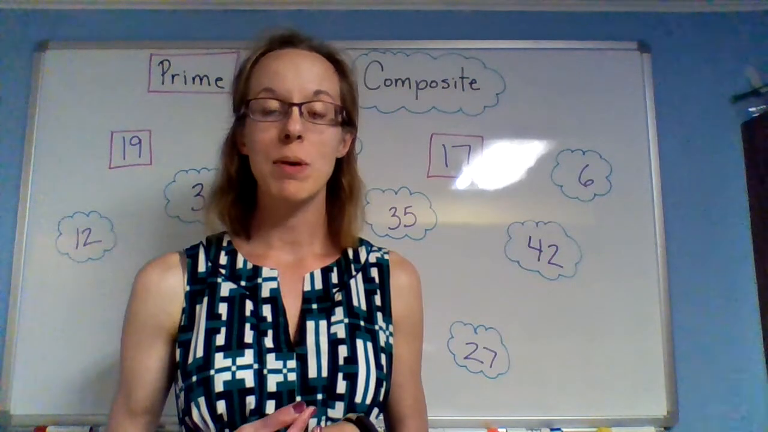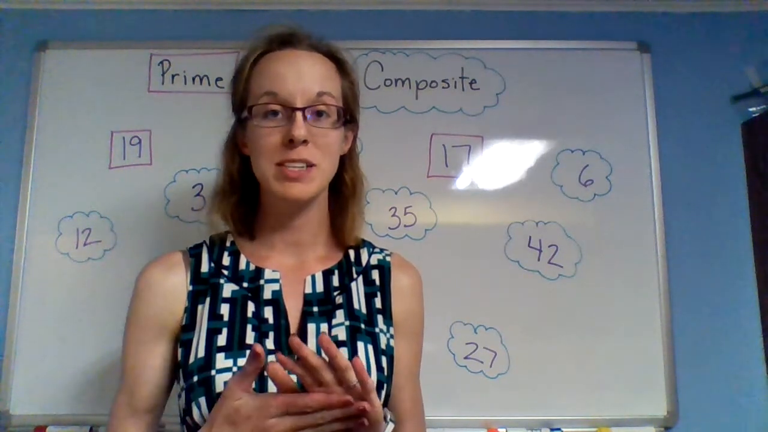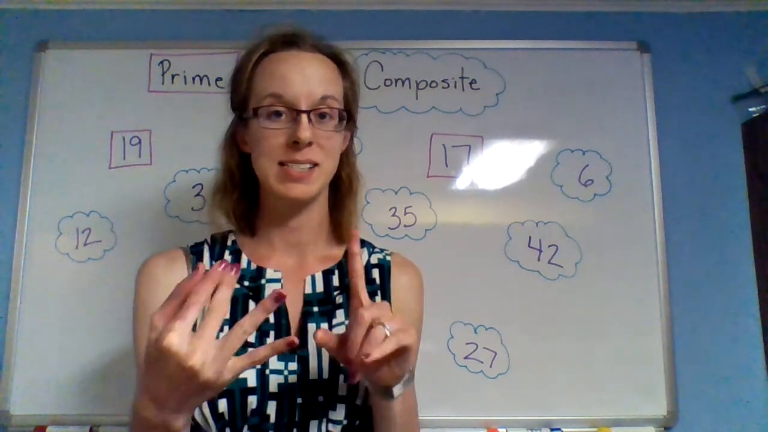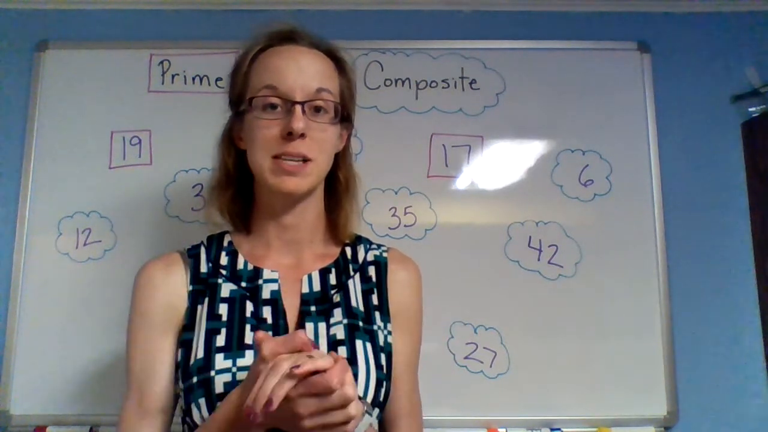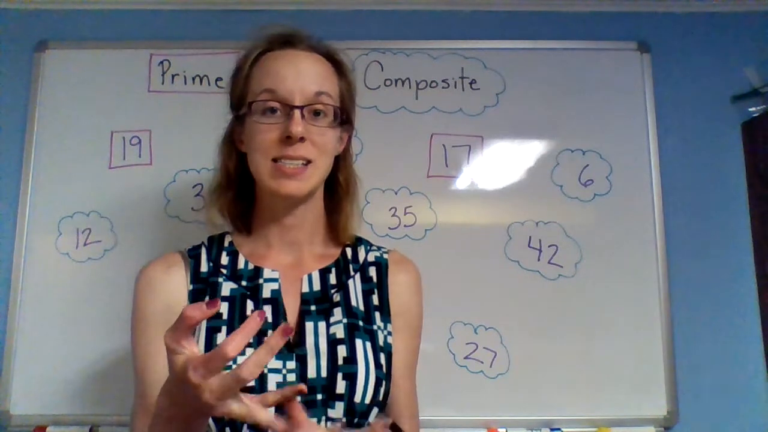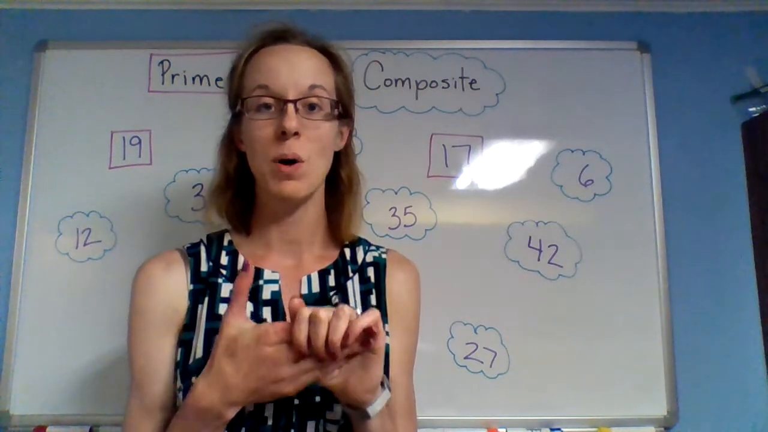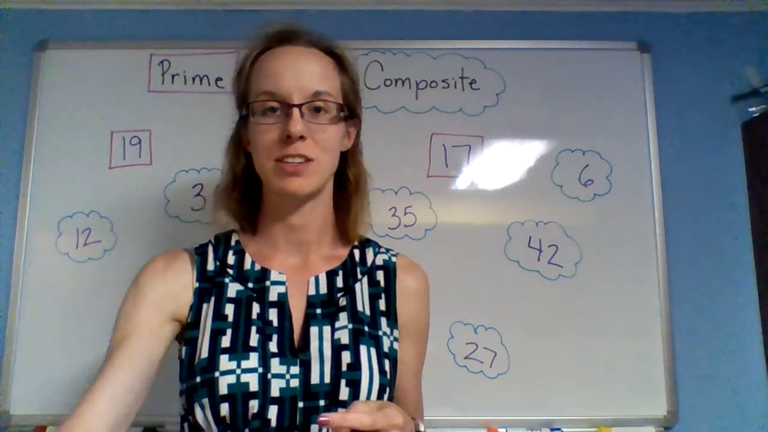Best of luck figuring out prime and composite. Remember some of those rules that we talked about. Evens are always composite. Things that end in 5 are always composite. And then it's really just those numbers that end in 3, 7, 9, and 1 that you have to pay a little bit closer attention to.